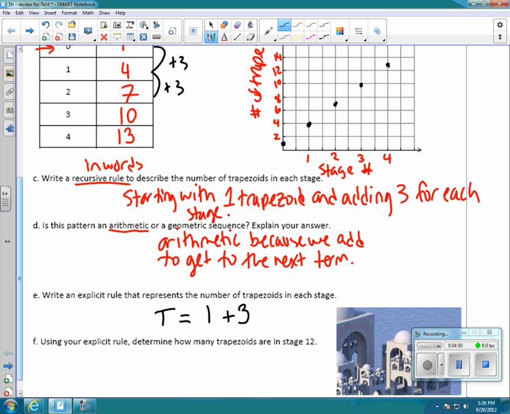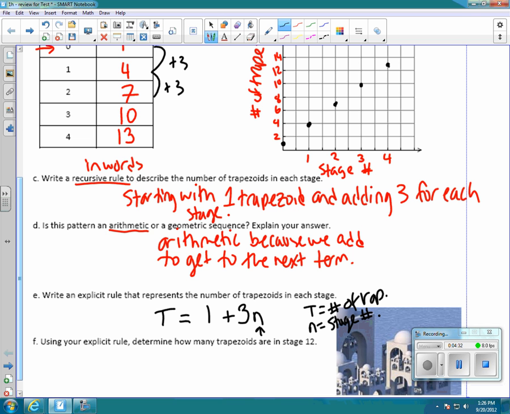And you can use whatever letter you want to represent the number of the stage. I'm going to write N to represent the number of the stage. So T represents the number of trapezoids, and N represents the stage number. And so you should go back and check it. If I plug in 3, for example, stage 3, I'd plug in 3 for N, and it would be 3 times 3, which is 9, and 9 plus 1 is the number of trapezoids, 10 trapezoids.